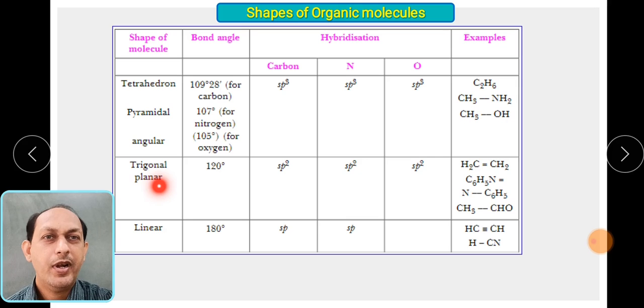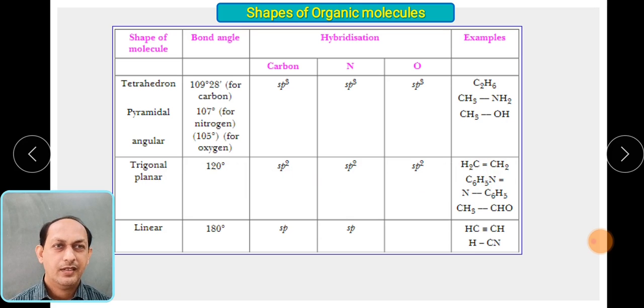Trigonal planar, bond angle 120 degree है, sp2 hybridization. What is the example? Ethene और imine और aldehyde. अगर linear है sp hybridization कार्बन के साथ, तो कौन सा एग्जाम्पल है? एसिटिलीन और नाइट्राइल. SCN का एग्जाम्पल हमने अभी देखा, sp हाइब्रिडेशन फॉर द कार्बन एंड नाइट्रोजन.